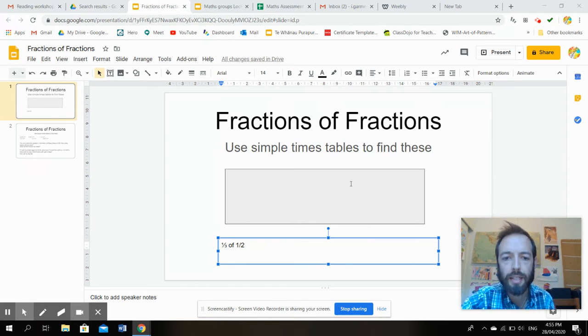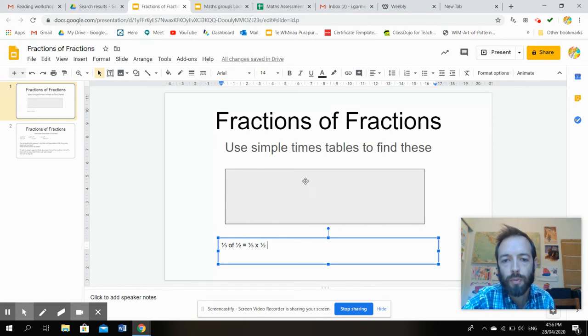So the example we're going to have here is 1/3 of a half. Now, another way of phrasing this is to say that we have 1/3 times 1/2. That would be the exact same thing. The word "of" and "times" with fractions is the same.